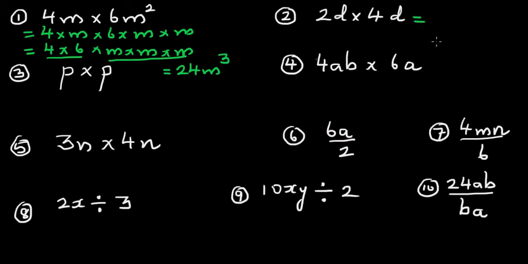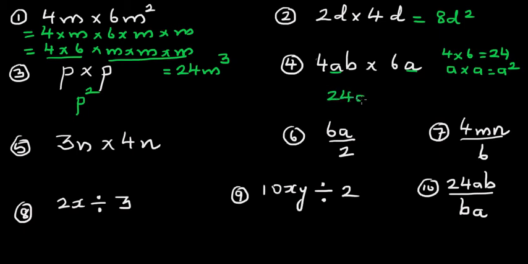So here I'll directly write the answer. Hopefully you're smart enough. You can multiply the numbers and multiply the letters. So well, 2 times 4 is 8, and d times d is d squared. That's your answer. Well, this is easy. p times p is p to the power 2. Here, I'll write it. You can write it also like this. 4 times 6 is 24. You've got A times A. A times A is A squared, and B is B. So your final answer is 24 A squared B.